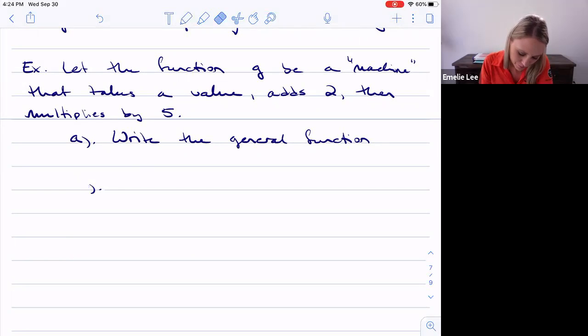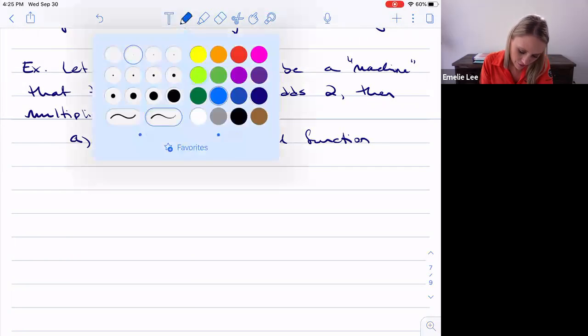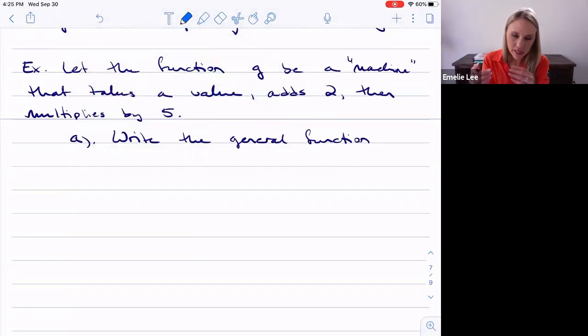I'll go for the light blue. So if we have g, well, g is the name of this function machine. It takes a value, it doesn't specify what we should call that value. And so g of x, let's call it x.